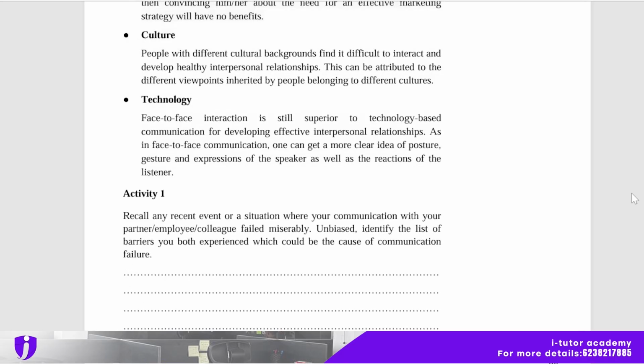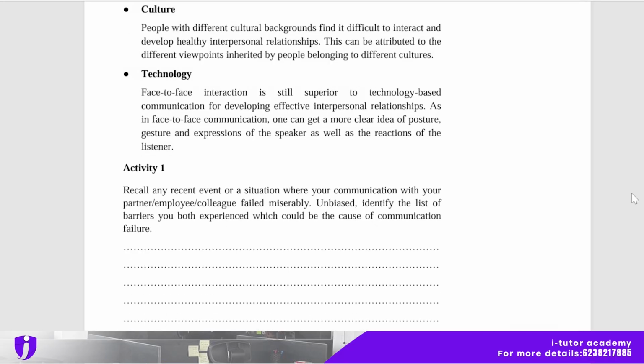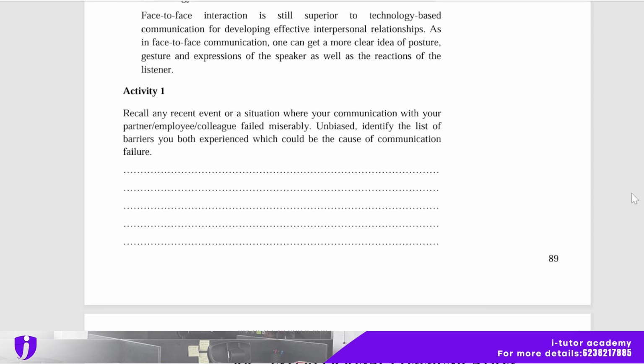Technology: face-to-face interaction is still superior to technology-based communication for developing effective interpersonal relationships, as in face-to-face communication one can get a clearer idea of the posture, gesture and expression of the speaker as well as the reaction of the listener. So activity 1 is here in this subsection.